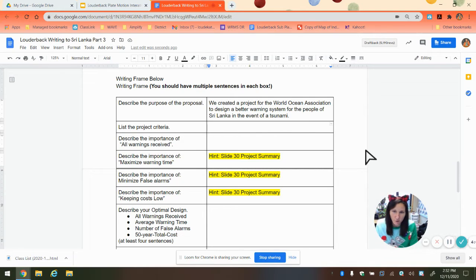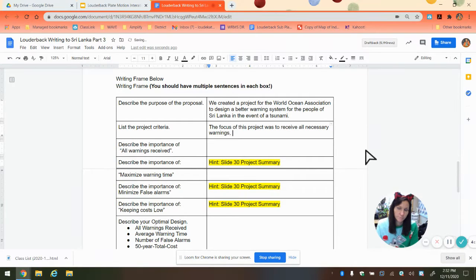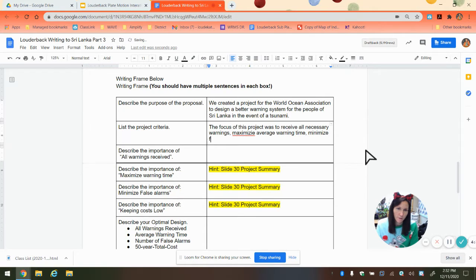Next is listing the project criteria. These are the things that we're focusing on. So the focus of this project was to receive all necessary warnings, maximize average warning time, minimize false alarms, and keep costs low. All right. Then we're going to discuss the importance of each of those criteria.